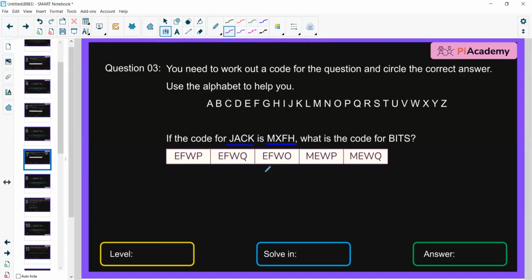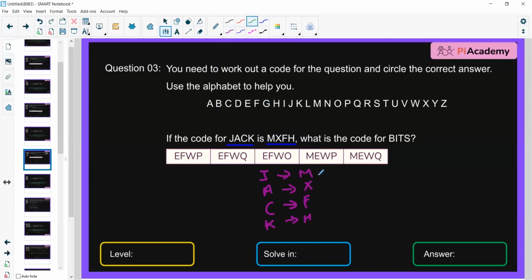This tells you that J stands for M. A stands for X. C stands for F. And K stands for H. With respect to the position, I have identified that J stands for M, A stands for X, C stands for F, and K stands for H. So now, as usual, we will work out how many units we need to move right or move left in order to get from J to M, from A to X, from C to F, and K to H. Let's just see this quickly.